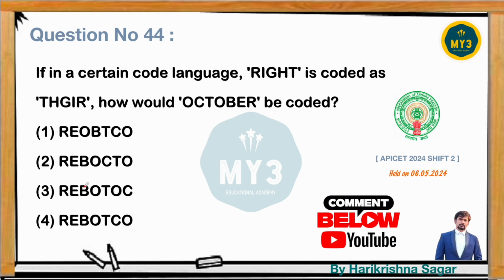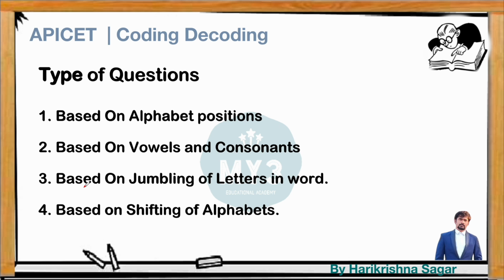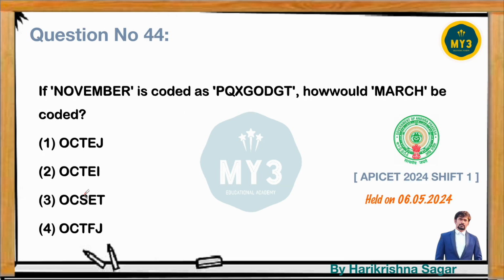Similar type of question. Pause the video, solve the question, and comment the answer below. Let's look at the next type of question: questions based on shifting of alphabets. What is meant by shifting of alphabets is that they will give a reference code, and you have to observe what is happening in it. Let's take a question to understand this better.